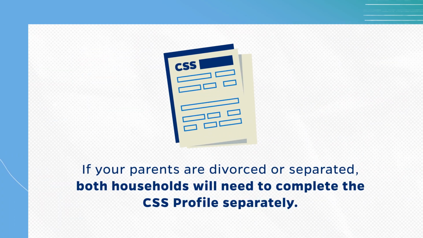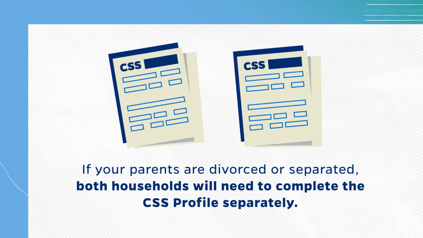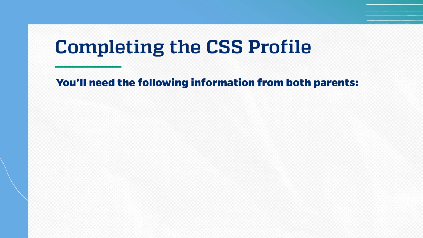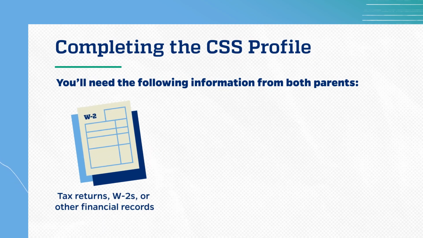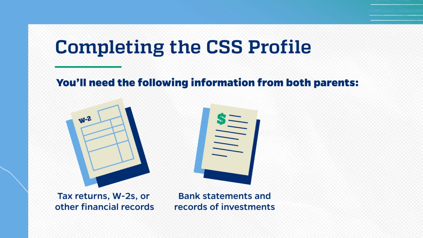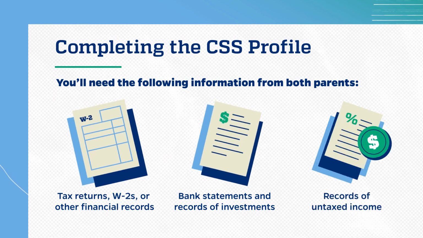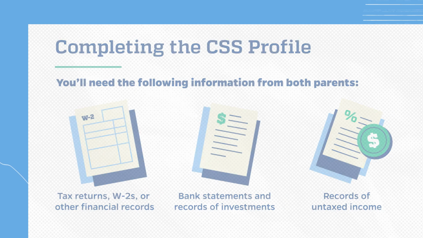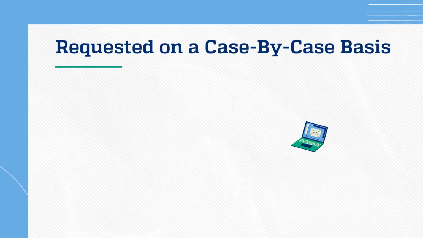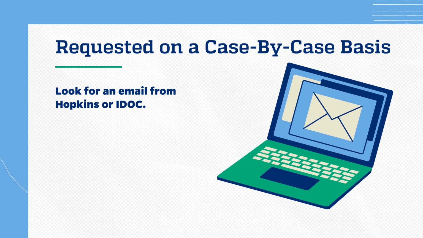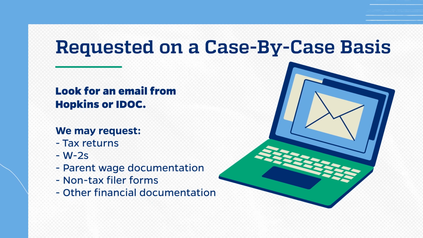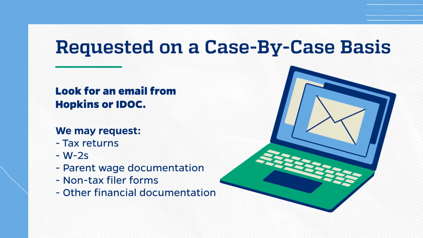If your parents are divorced or separated, both households will need to complete the CSS Profile separately. To complete the CSS Profile, you'll need the following documents and information from both of your parents: tax returns, W-2s or other financial records, bank statements, records of investments, and records of untaxed income. In some cases, we'll need additional information to determine your eligibility for institutional aid. You may get an email from Hopkins or IDOC, the College Board's free document upload service, requesting financial documents like tax returns, W-2s, or other records.